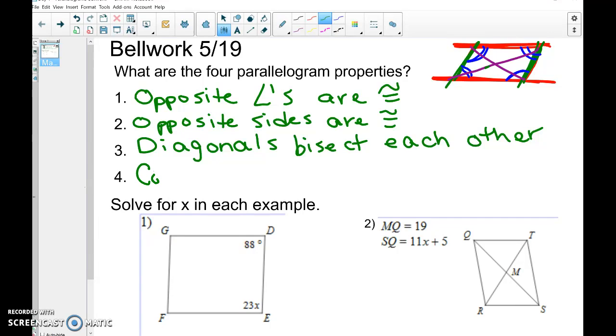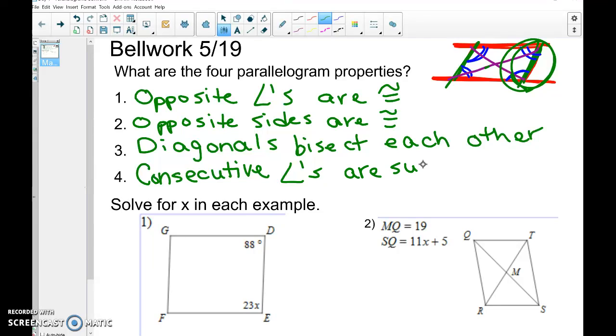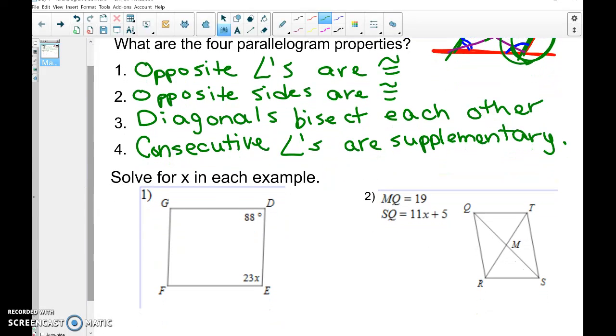The fourth one is that consecutive angles, in other words, the angles that are not diagonal from each other, the ones that are kind of close to each other, like these, those 2 right there that I'm circling, they are not congruent, but they are supplementary, which means they add up to 180 degrees. Okay, so these 4 characteristics are super important. They're used a lot with parallelograms, and they're what we're going to use down here.